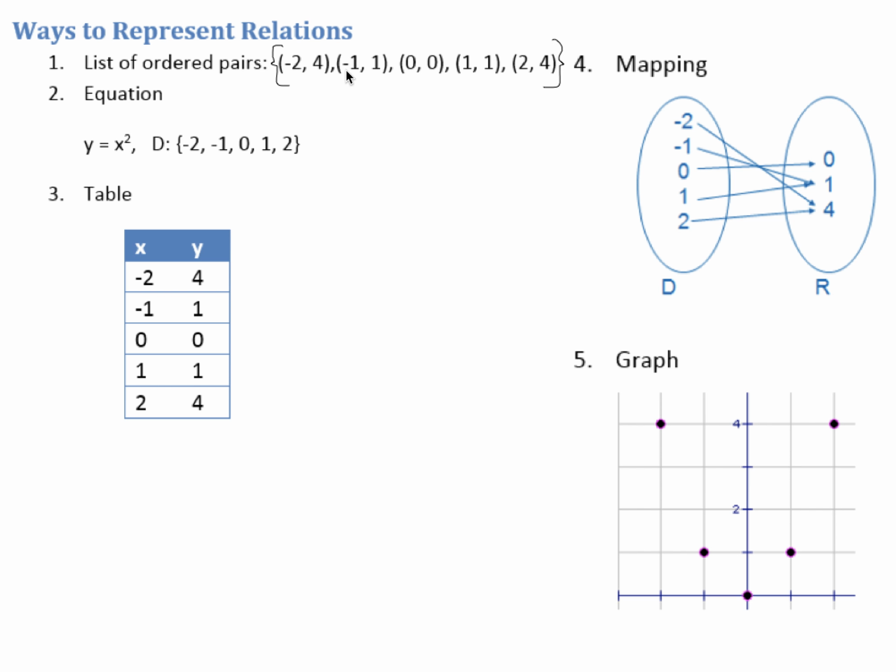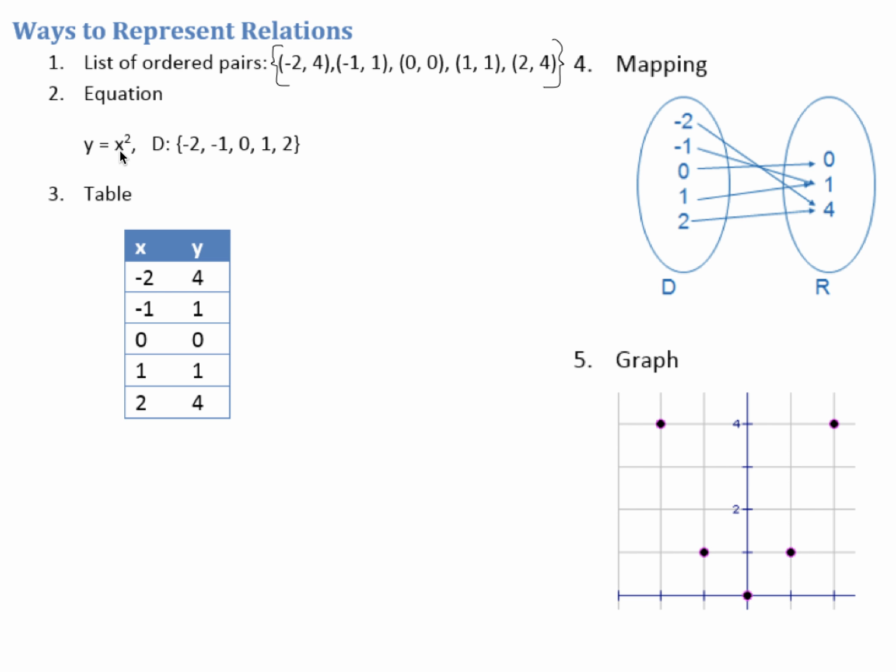So we have (-2, 4), (-1, 1), (0, 0), (1, 1), and (2, 4). There's also, well, let's go down this way, an equation. So you have the equation y equals x squared, and sometimes we'll have another thing here besides y, which we'll talk about soon, for the domain -2, -1, 0, 1, and 2. So these mean the exact same thing, because if we put -2 in for x, -2 squared is 4, we would get this point. Put -1 in. -1 squared is 1, so when we put -1 in, we get 1.